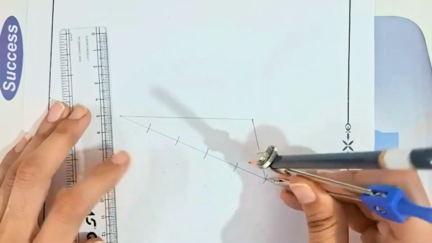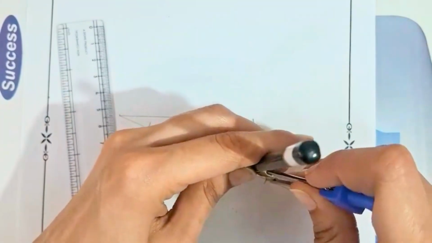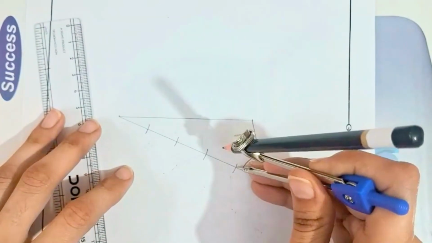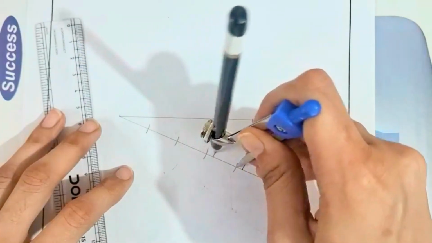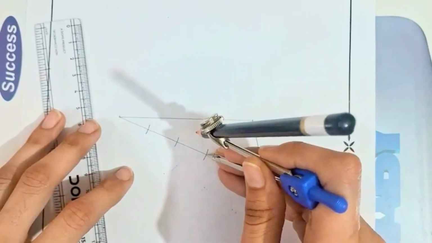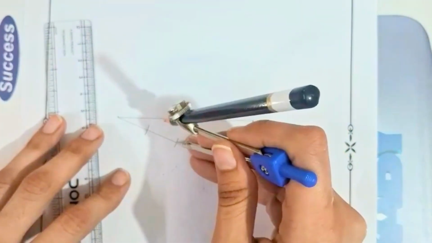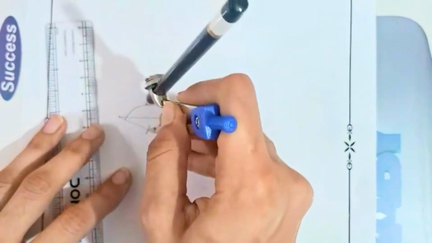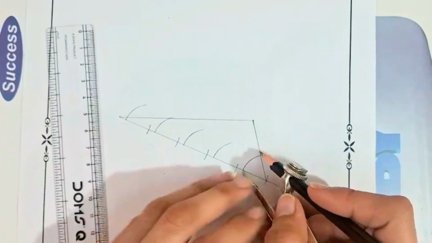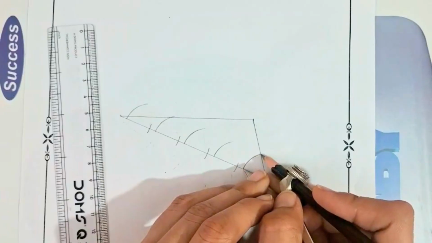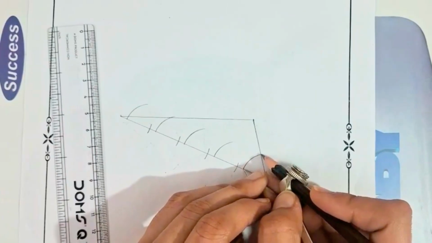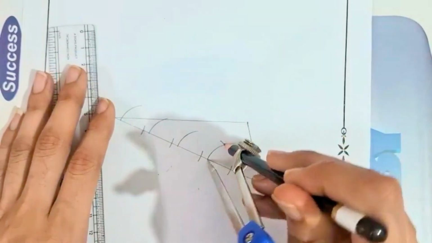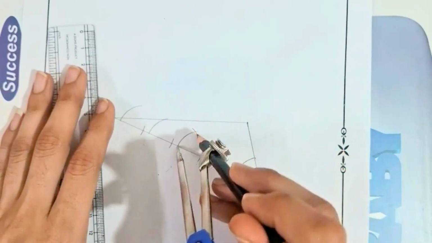For this, draw an arc joining these both lines like this, and from the same distance draw arcs on all these points. Now cover this distance of the arc and draw more arcs on all of these.